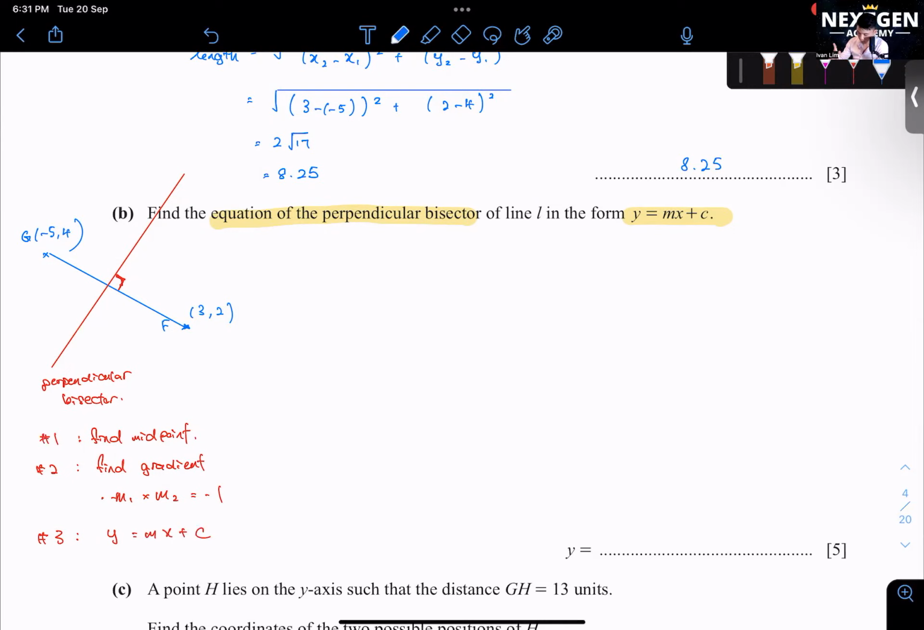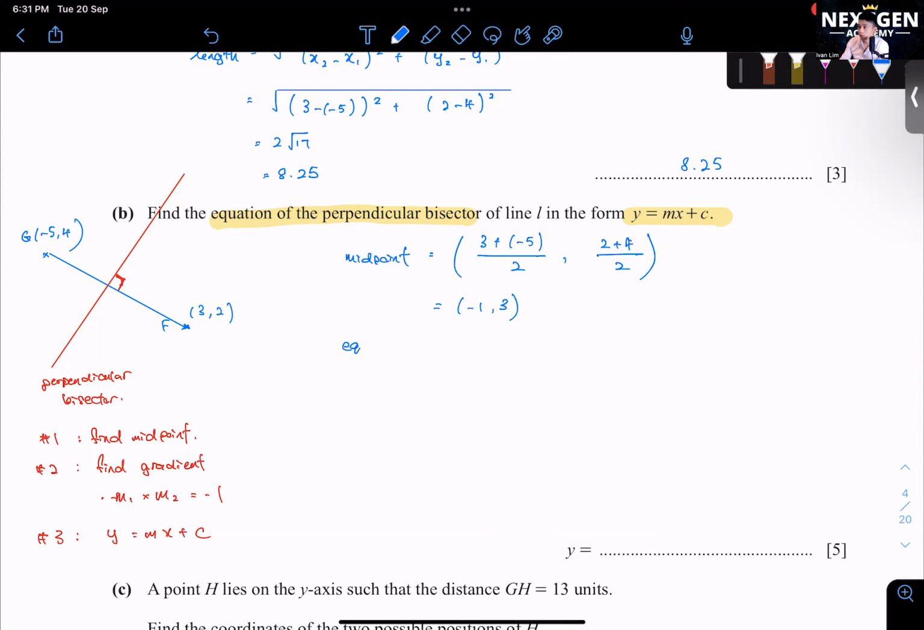So first step, let's find our midpoint. The midpoint formula is (x1 plus x2) over 2, (y1 plus y2) over 2. So 3 plus negative 5 over 2, 2 plus 4 over 2. This is your midpoint formula. You get negative 1, 3 here.